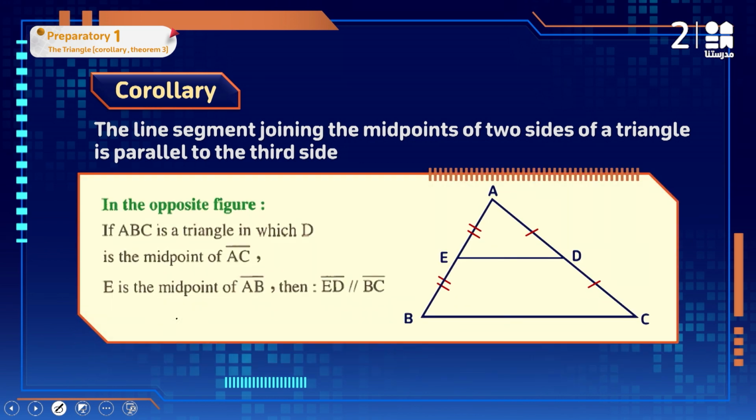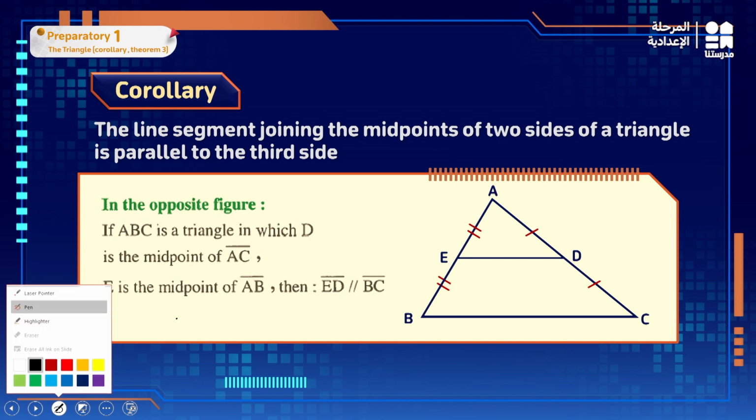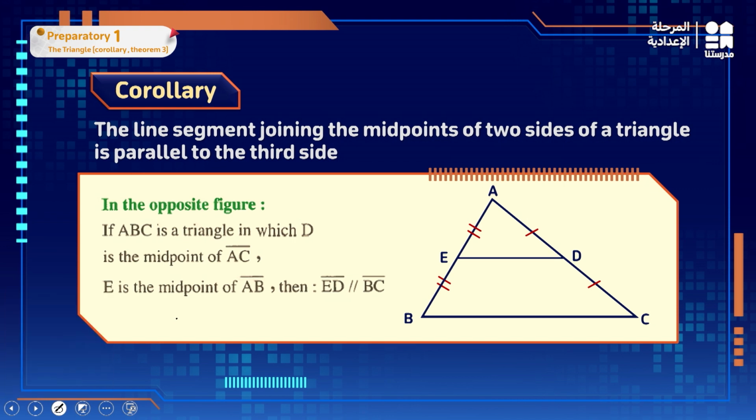In the opposite figure here, ABC is a triangle in which D is a midpoint of AC. If D is a midpoint, so AD is equal to DC. Then E is a midpoint of AB. So AE equals EB. Then ED is parallel to BC. This one parallel to this one.